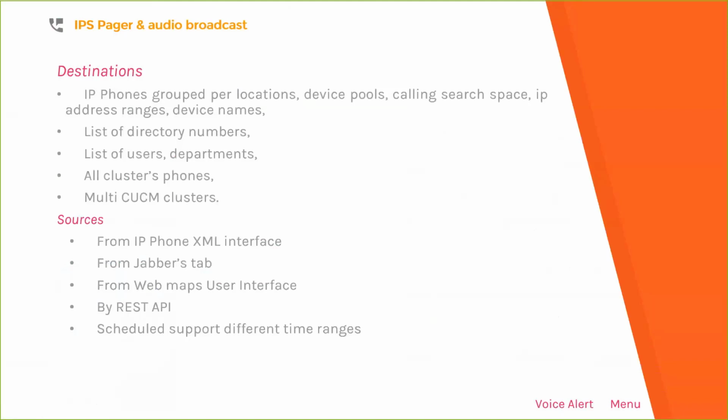As with Voice Alert, you can define different types of lists by directory numbers, by phones, segmented say by device pool and so on, or IP address range. It's possible also to select users or departments, so a group of users, or all the phones of the cluster. And it's possible also to select users in different CUCM clusters. So we support multi-cluster architectures.